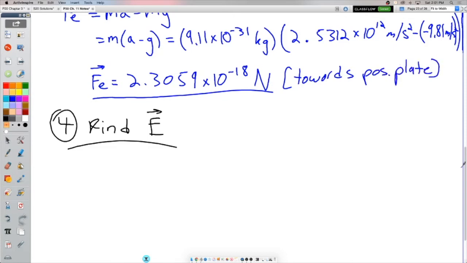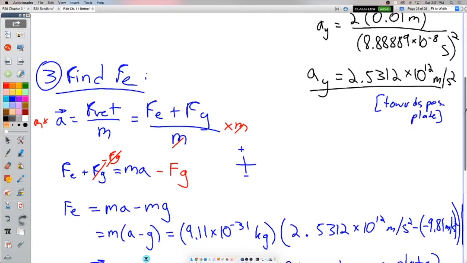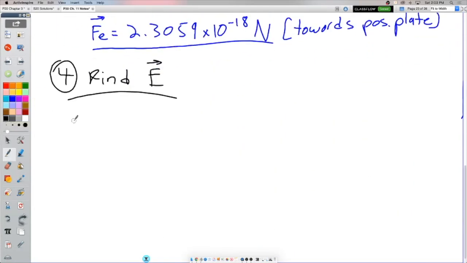Right, and of course, same goes for the acceleration, towards the positive plate. Okay. So we're going to say that the electric field, like we set out with, is equal to the force divided by the charge. Keep in mind though, how do we define the direction of the electric field? It would be in the direction that a positive charge would feel.